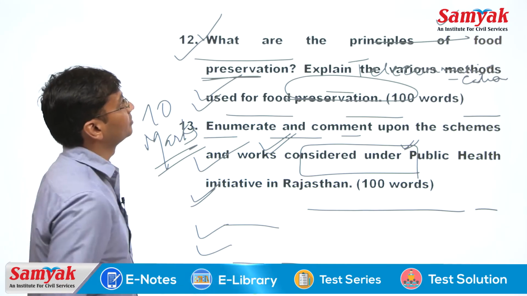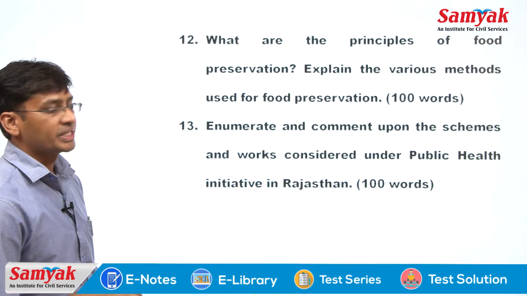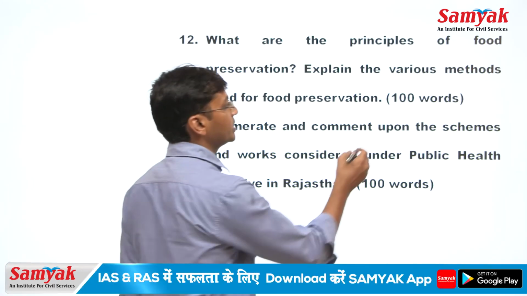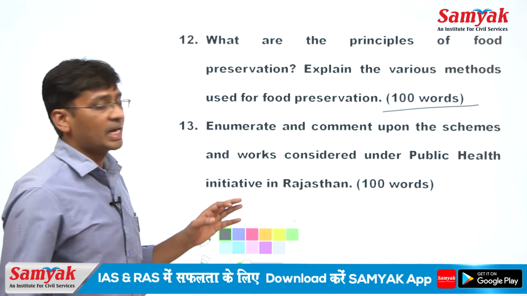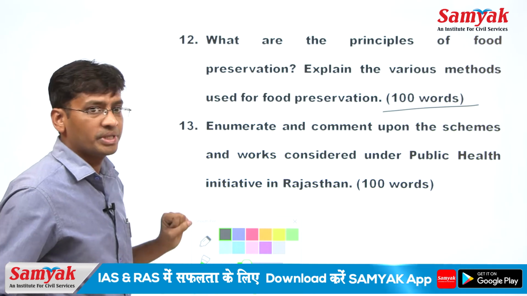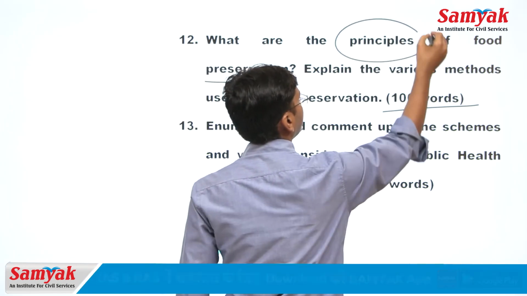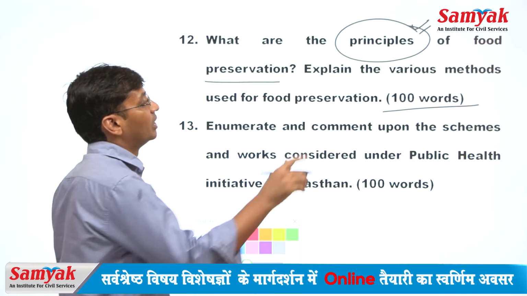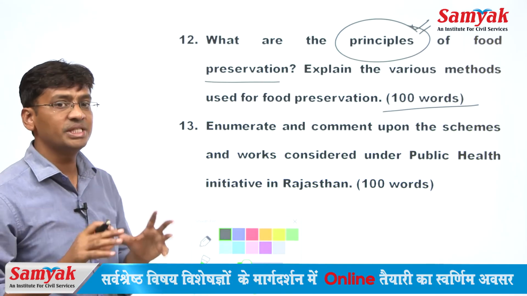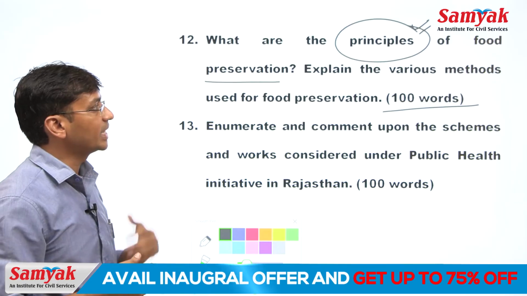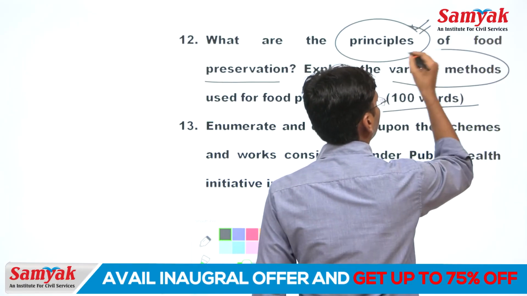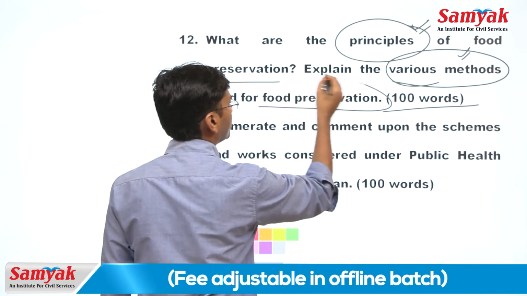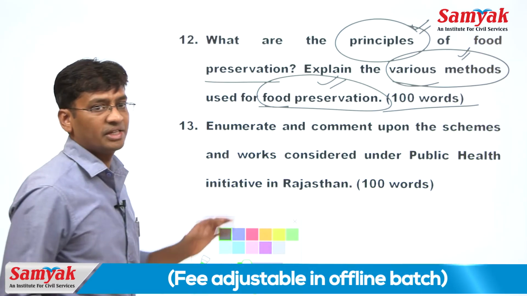Okay, so next question, what are the principles of food preservation? Explain the various methods used for food preservation. Again this question you have to answer in 100 words and it carries a weightage of 10 marks. Here they are asking you 2 questions, that is what are the principles of food preservation, and explain the various methods used for food preservation. First you have to write about the principle of food preservation, means how the food is preserved. Then the second is to explain the various methods, means what are the various techniques which are employed to preserve the foods. So, this question carries a weightage of 10 marks.